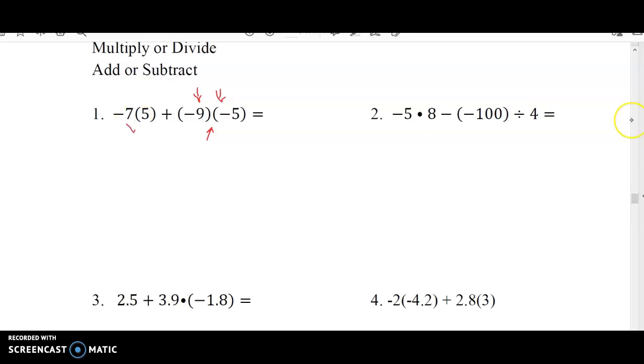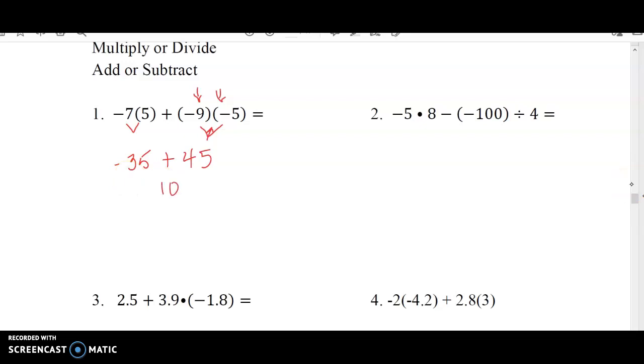So in this one, I have negative 7 times 5 is a negative 35, and because we're in 7th grade, we're going to do 2 at the same time. Negative 9 times negative 5 is a positive 45. Drop down your plus sign. Okay? Careful with your symbols. So negative 35 plus 45 gives you a positive 10.